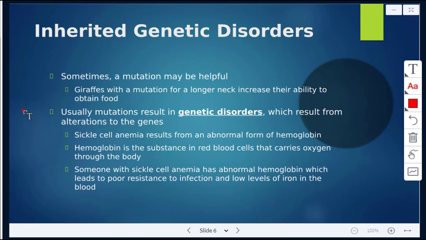Usually mutations result in genetic disorders, which result from alterations to the genes. An example is sickle cell anemia. It results from an abnormal form of hemoglobin. Hemoglobin is the substance in the red blood cells that carries oxygen through the body. Someone with sickle cell anemia has abnormal hemoglobin, which will lead to poor resistance to infection and low levels of iron in the blood.